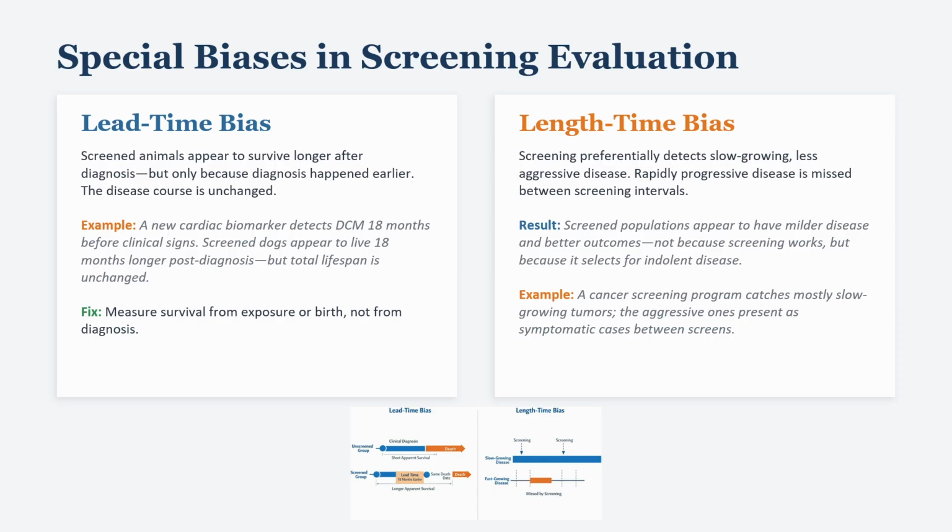The result: screened populations appear to have a disproportionate number of slow-growing, less aggressive diseases, and they appear to do better. But this isn't because the screening works. It's because the screen is preferentially selecting animals with naturally favorable disease courses.